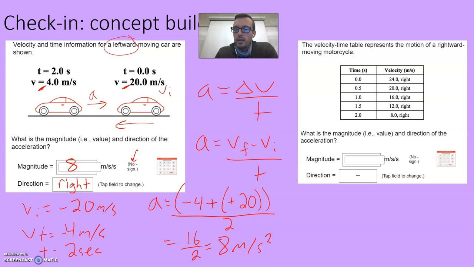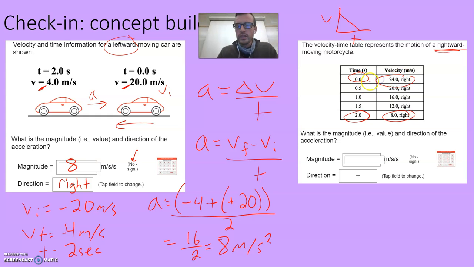Let's try again. The velocity time table represents the motion of a rightward moving motorcycle. So right away we know we have positive velocities. And it says, what's the magnitude and direction of the acceleration? Now we have a whole table of values, so you really could pick any pair of data points. If you recall, if you have a velocity time graph, you could take the slope of that to find the acceleration. Cool little trick there. But let's just go ahead and pick two points. Let's do the first one and the last one.